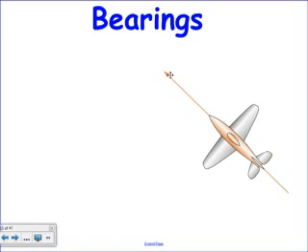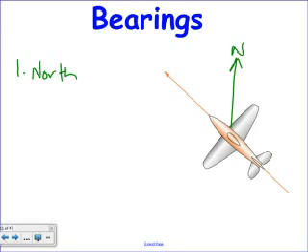So we're going to look at some rules for giving bearings. What's rule 1, do you reckon? What did we say bearings are relative to? North. So rule 1 states, whatever I do, I've got to reference the bearing to north. Okay?